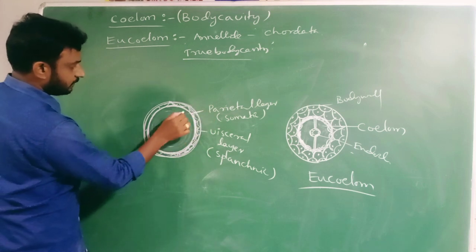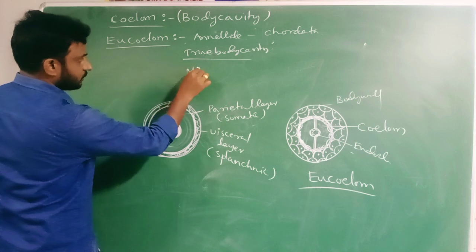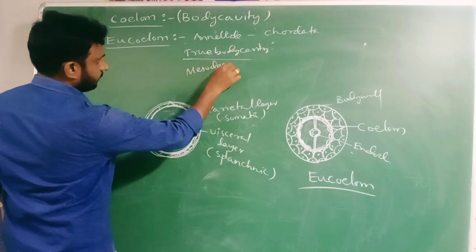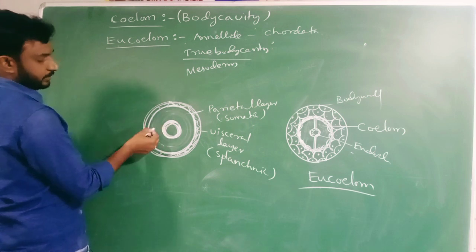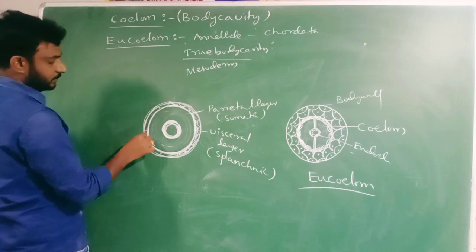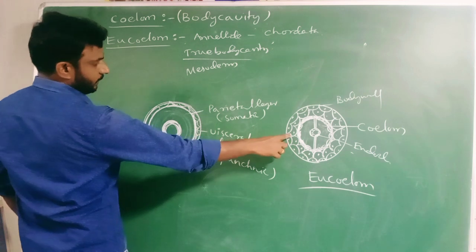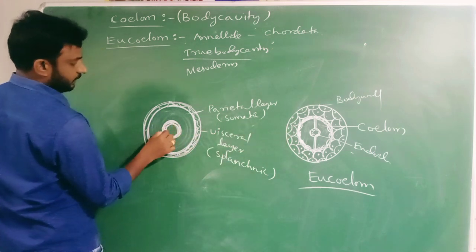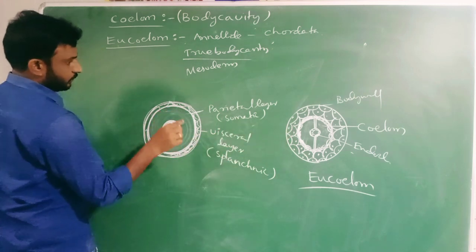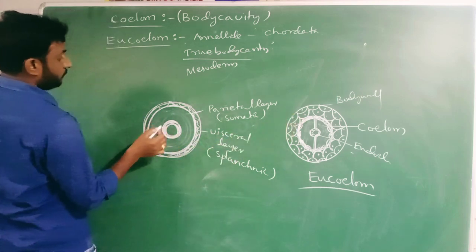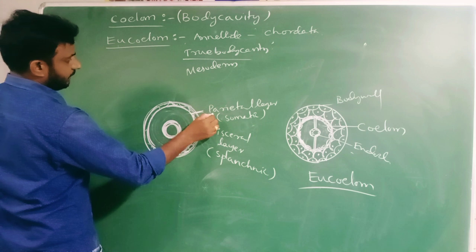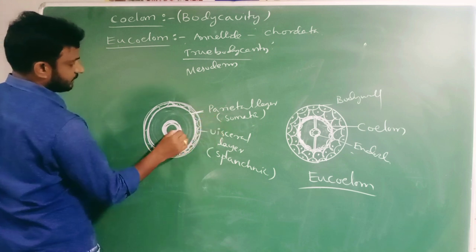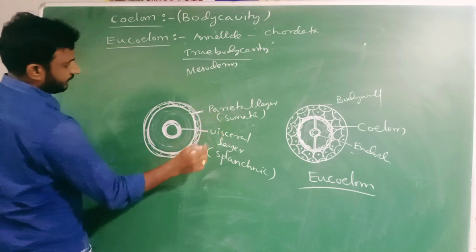These two layers are formed from mesoderm. Ectoderm forms the body wall. Endoderm forms the lining of the gut. The middle mesoderm splits into two layers. The outer layer is the parietal or somatic layer, and the inner layer is the visceral or splanchnic layer.